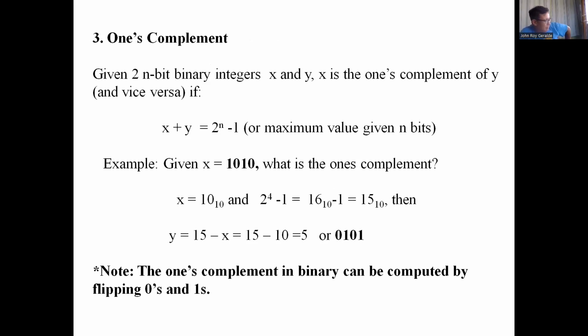What is 1's complement? Anyone? Here's the formal definition. Given two n-bit integers x and y, both n-bit, x is the 1's complement of y if x plus y is equal to 2 to the n minus 1, or the maximum value in the given n bits. For example, what is the 1's complement of 1010? 2 to the 4 minus 1 is 15, right? So the sum of both should be 15.